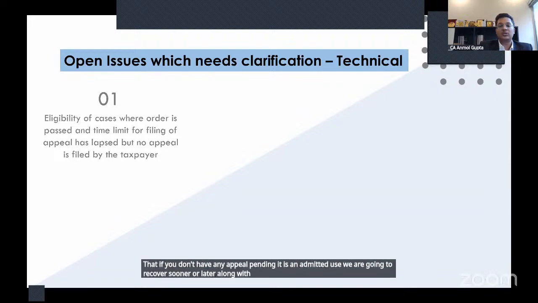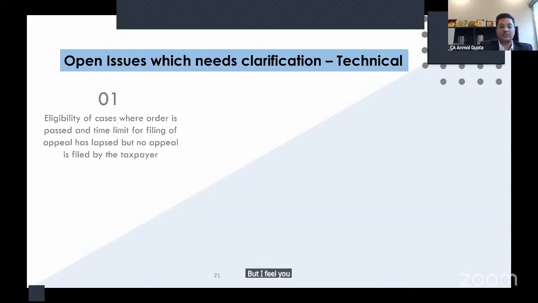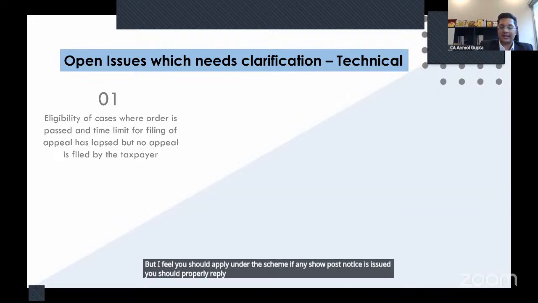So why should we give you the waiver of interest and penalty when there is no litigation pending? But I feel you should apply under the scheme. If any show cause notice is issued, you should properly reply to that show cause notice and get the benefit under this scheme. By then, we are expecting a clarification from the government.